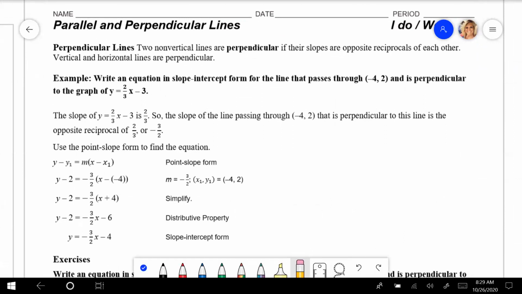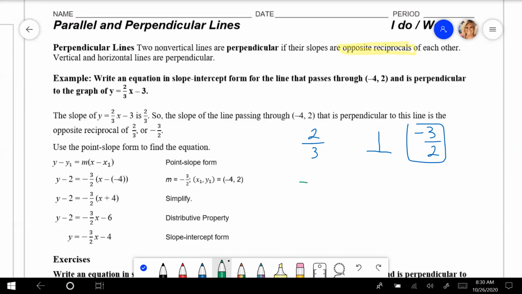Here's what it means when it's talking about opposite reciprocals. If I tell you that I have a slope that is 2/3, and I want the slope that is perpendicular, this is the symbol they use for perpendicular. Opposite reciprocals. I sometimes say the flipping opposite. So you will flip your fraction over, making it 3/2, and instead of positive, it becomes negative. This would be your new slope.